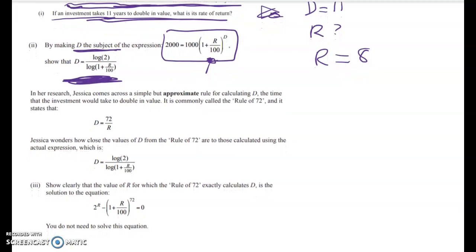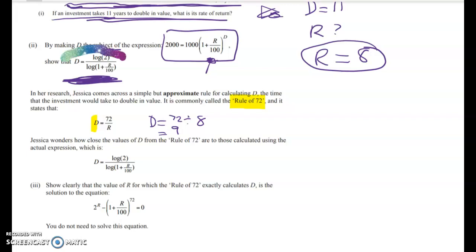is this. In her research, Jessica comes across a simple but approximate rule for calculating the time that the investment would take to double in value, and it's commonly called the rule of 72. And the rule of 72 says that the doubling time is 72 divided by r. For example, if we had an interest rate of 8, then the rule of 72 would tell us that the doubling time was 72 divided by 8, which is 9 years. So she wants to try and figure out how close that approximation is to the actual doubling time.